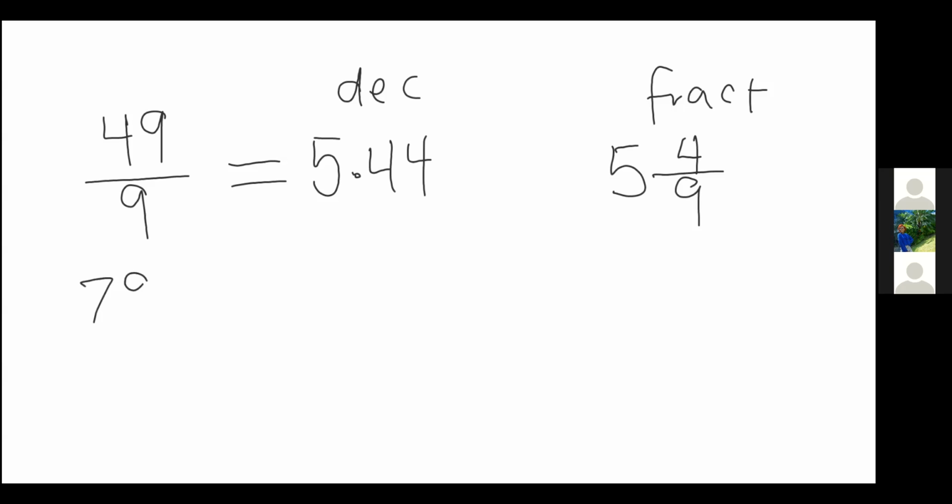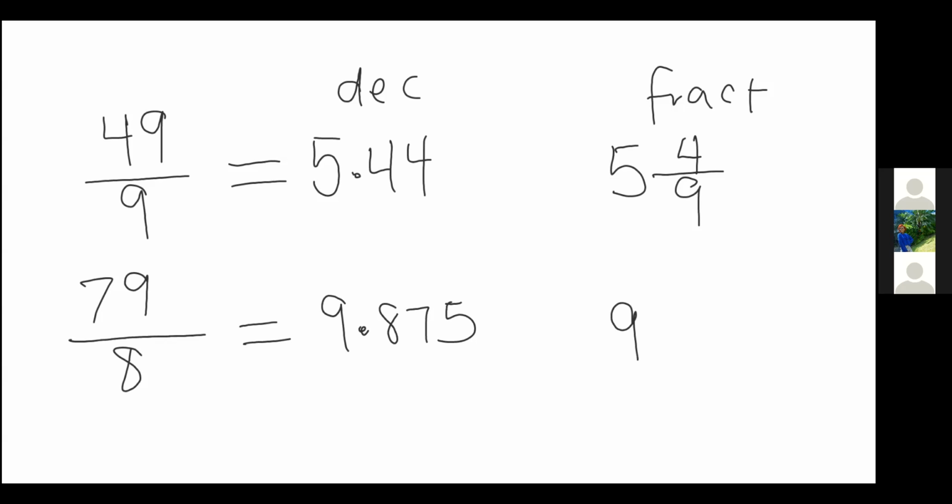If I do 79 over 8, 79 divided by 8 in my calculator is 9.875. But if I want it as a fraction, I'm going to have 9, and 8 times 9 is 72. Subtract 72 from 79. That's going to give me a remainder of 7 over 8.